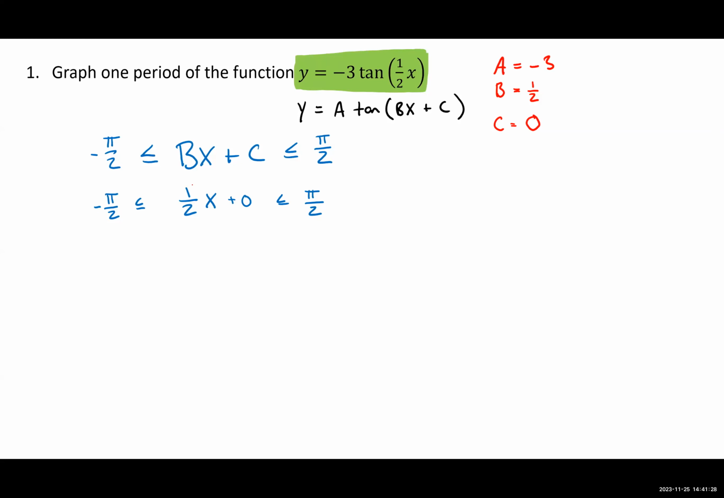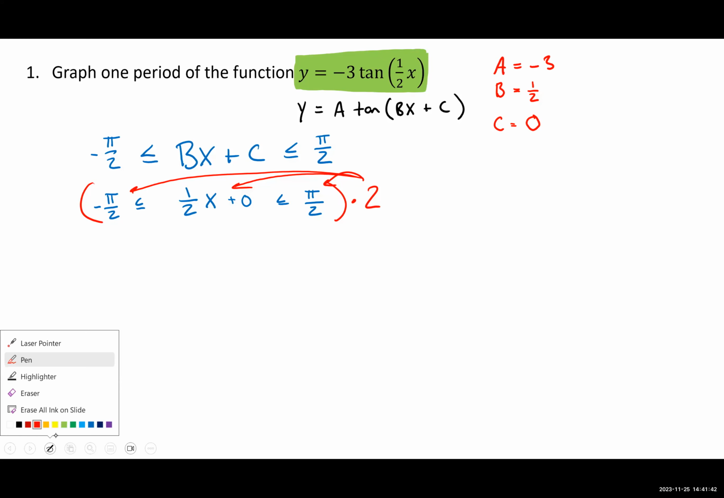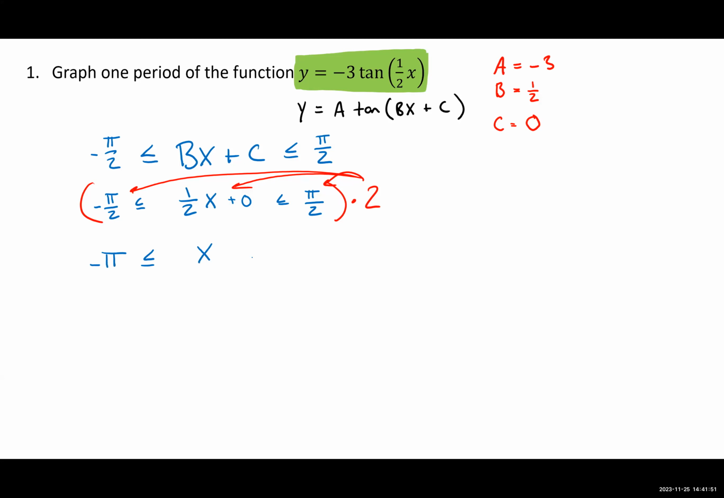And now solve for x. Got to get x by itself. Well, there's a 1/2 in front of the x, so we could get rid of that 1/2 by multiplying everything by 2. Multiply the left, multiply the right, multiply the middle, all by 2. And so negative pi over 2 times 2 will give us negative pi is less than or equal to x is less than or equal to positive pi.